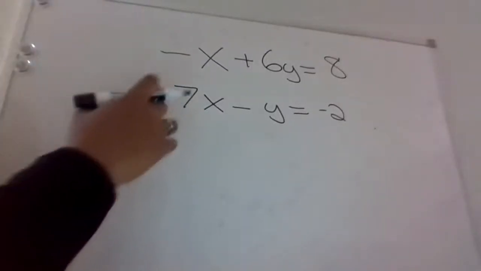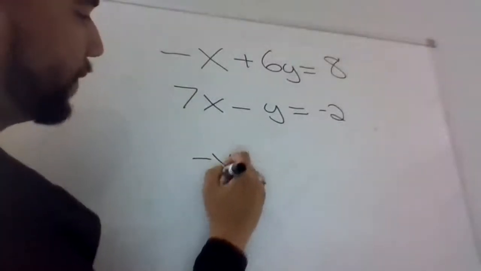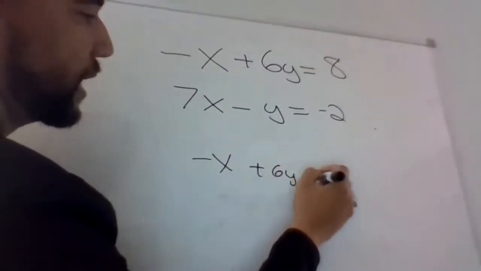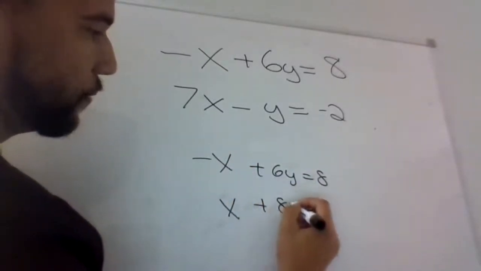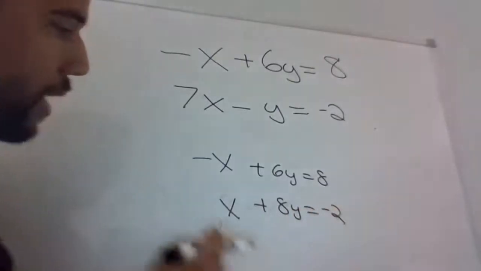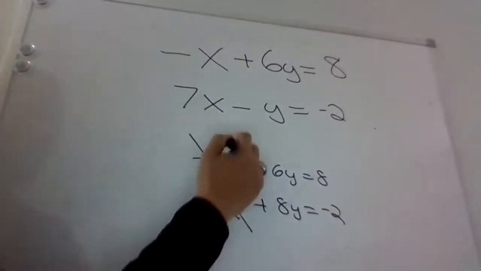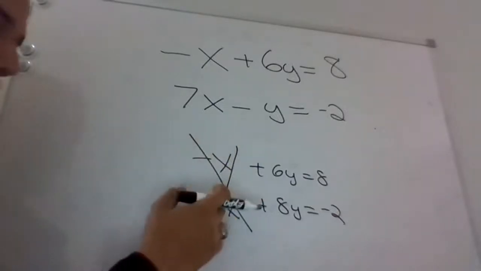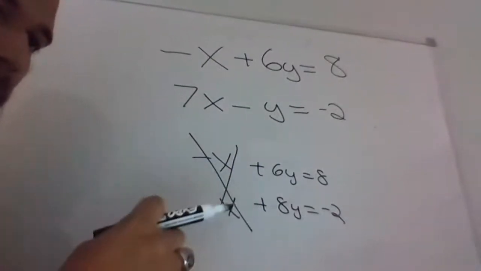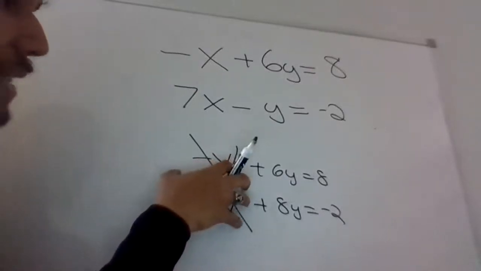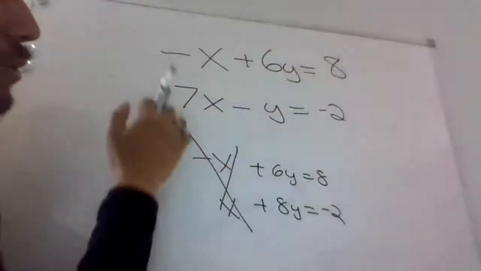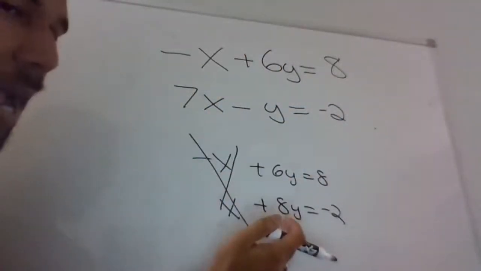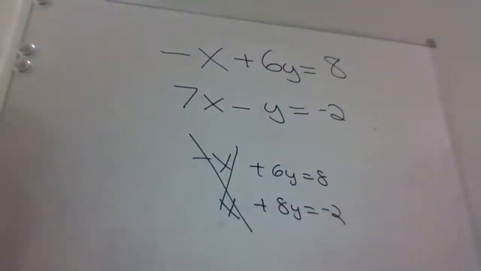Kind of. Okay, so let's say it was negative x plus 6y equals 8. And let's say this one was x plus 8y equals negative 2. Right off the bat, I could eliminate that because negative 1x plus x gives me nothing, right? So I could automatically get rid of that. Yes. But we don't have that here. So we can't eliminate that and then solve for y. We have to actually combine these together. Does that make sense?